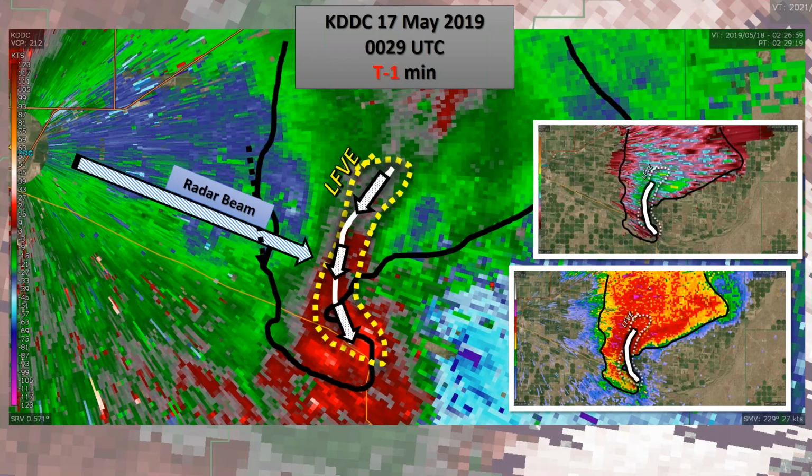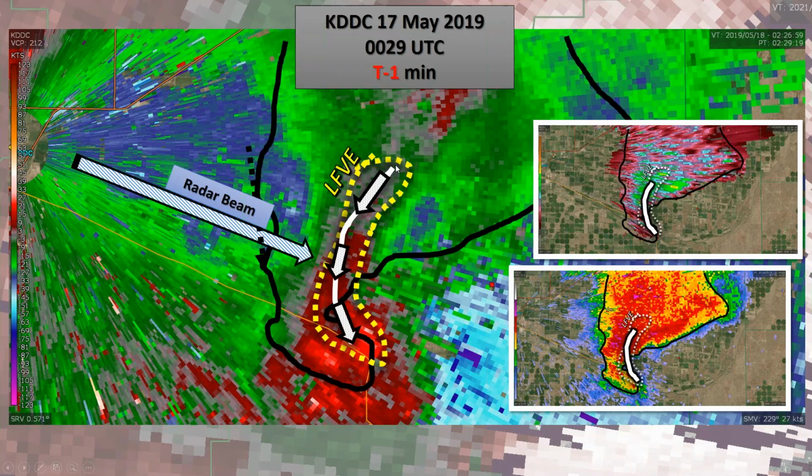Here's another case from Dodge City back in May of 2019. This is just right before tornado touchdown, but another case where the radar is located to the west-northwest of the supercell. So again, the LFVE would be oriented orthogonal to the radar beam, and so it doesn't show up very well until it starts to make its turn underneath the low-level mesocyclone.